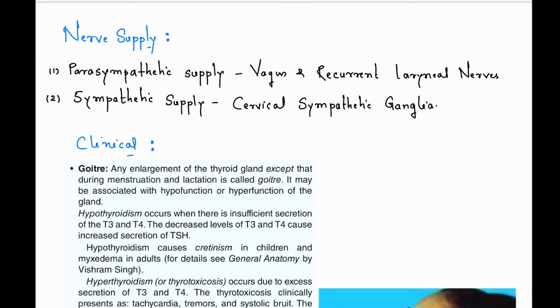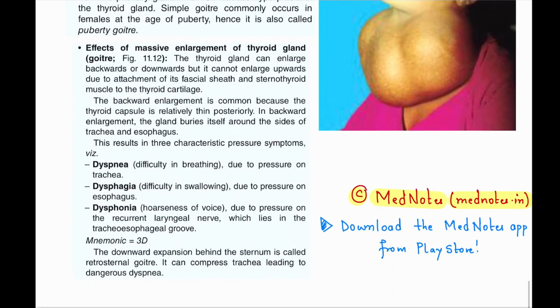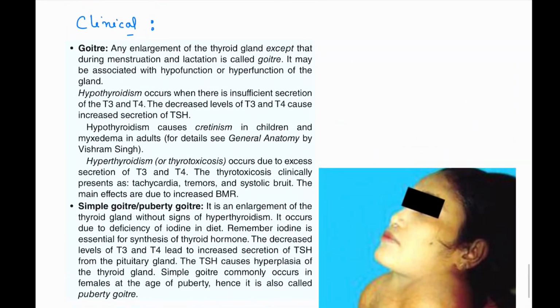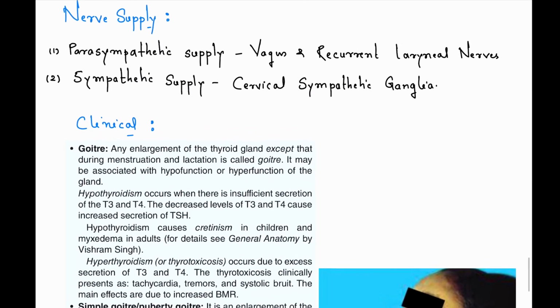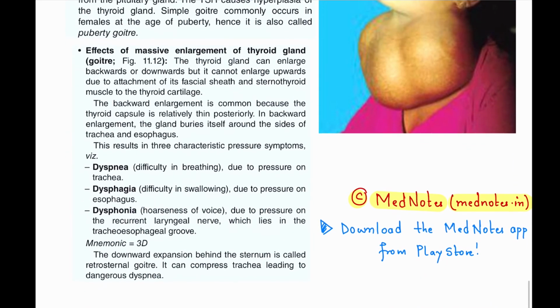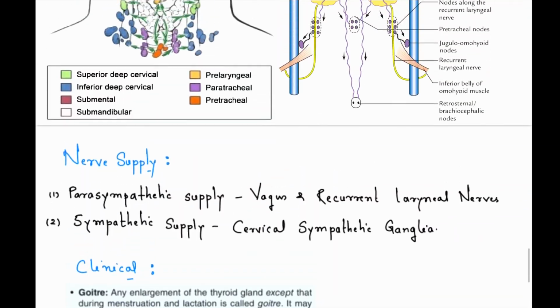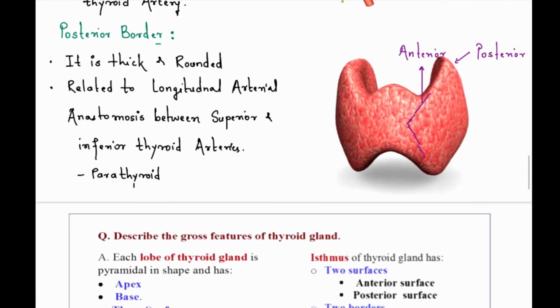Talking about nerve supply, parasympathetic and sympathetic. The parasympathetic supply is from the vagus and recurrent laryngeal nerves, and the sympathetic originates from the cervical sympathetic ganglia. So these are some clinical portions. You can read them from the notes available for free. That's all for now. See you in the next video.